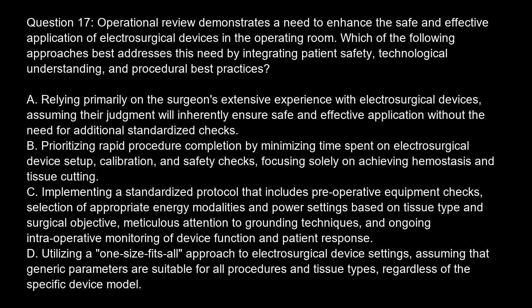Option B. Prioritizing rapid procedure completion by minimizing time spent on electrosurgical device setup, calibration, and safety checks, focusing solely on achieving hemostasis and tissue cutting. Option C. Implementing a standardized protocol that includes preoperative equipment checks, selection of appropriate energy modalities and power settings based on tissue type and surgical objective, meticulous attention to grounding techniques, and ongoing intraoperative monitoring of device function and patient response. Option D. Utilizing a one-size-fits-all approach to electrosurgical device settings, assuming that generic parameters are suitable for all procedures and tissue types, regardless of the specific device model.